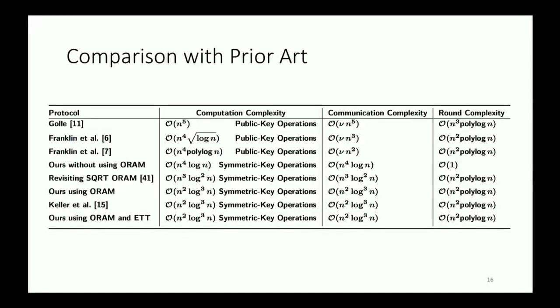Here is a complexity comparison with prior work. The first solution had total computation and communication complexity of n to the power 5, which is very huge. Over time, it was reduced down to n squared or n cubed. As you can see, our work together with Keller et al.'s solution have the best asymptotic complexity. It's important to note that the majority of operations in our solution are symmetric key encryptions, whereas the initial solutions are public key-based, which are far more expensive.